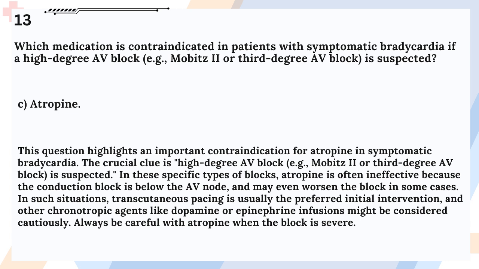Answer C. Atropine. This question highlights an important contraindication for atropine in symptomatic bradycardia. The crucial clue is that a high-degree AV block, e.g., Mobitz 2 or third-degree AV block, is suspected. In these specific types of blocks, atropine is often ineffective because the conduction block is below the AV node, and may even worsen the block in some cases. In such situations, transcutaneous pacing is usually the preferred initial intervention, and other chronotropic agents like dopamine or epinephrine infusions might be considered cautiously. Always be careful with atropine when the block is severe.